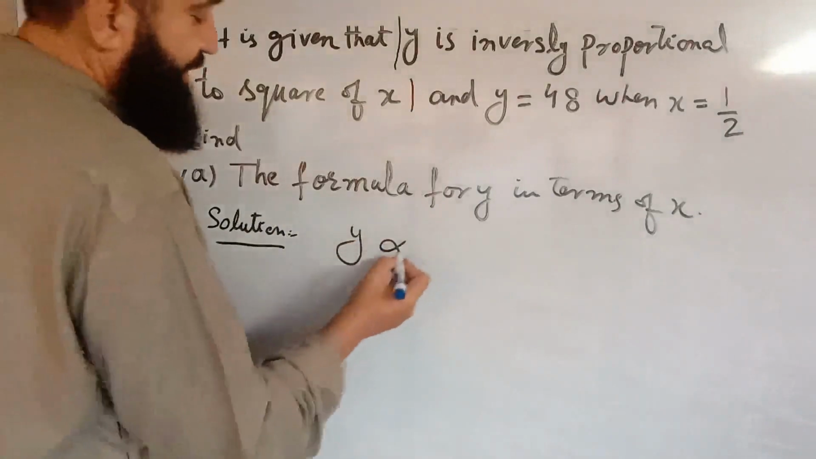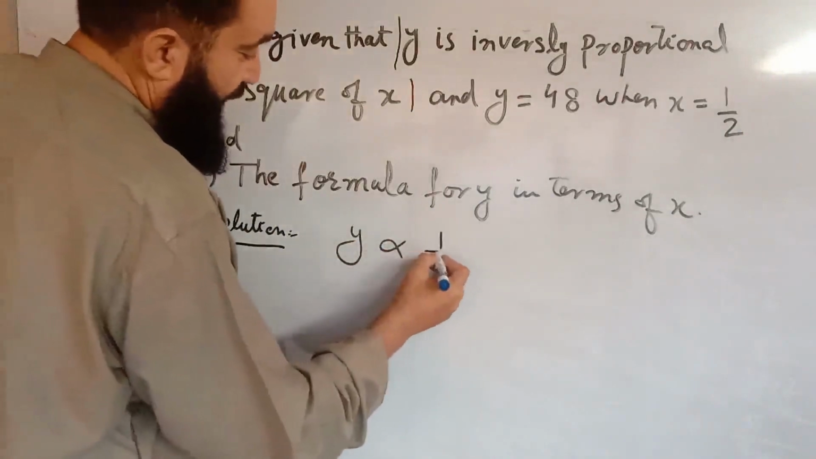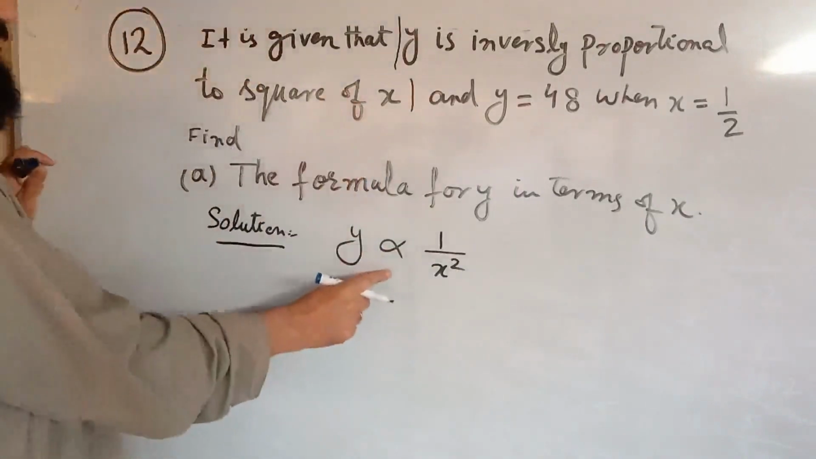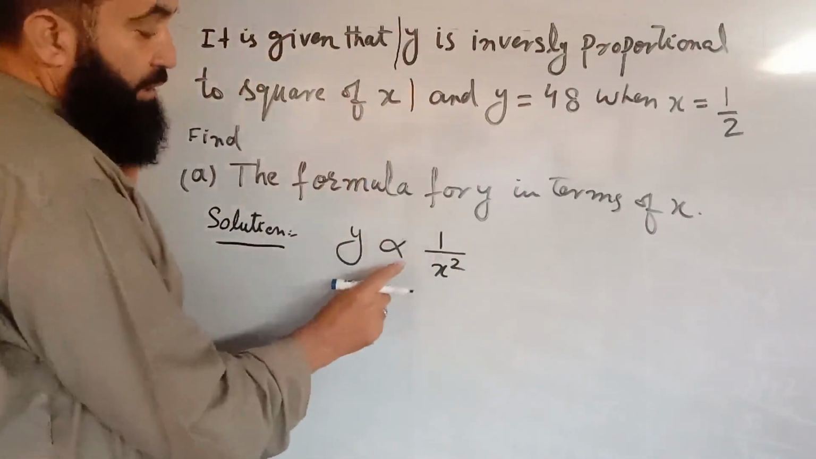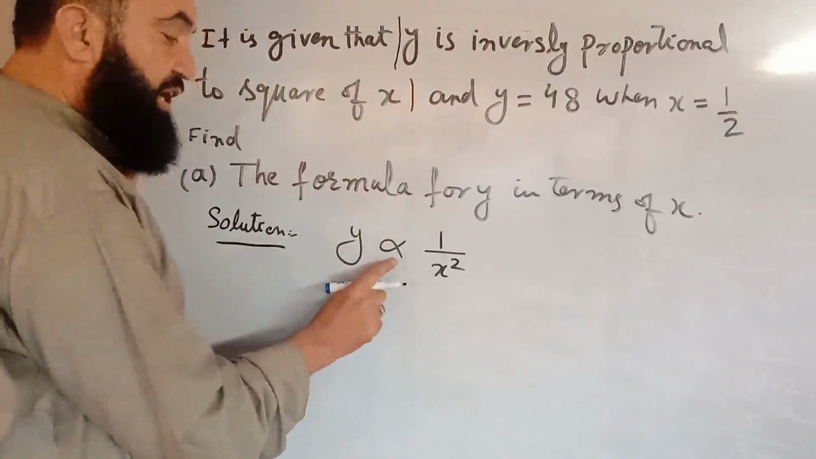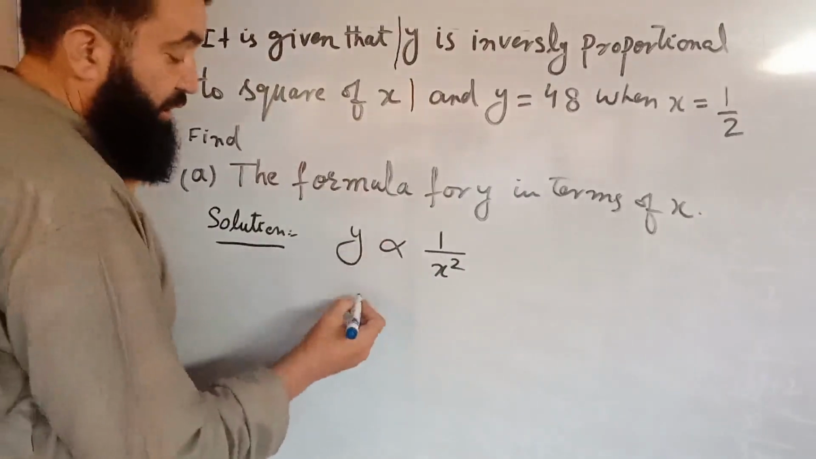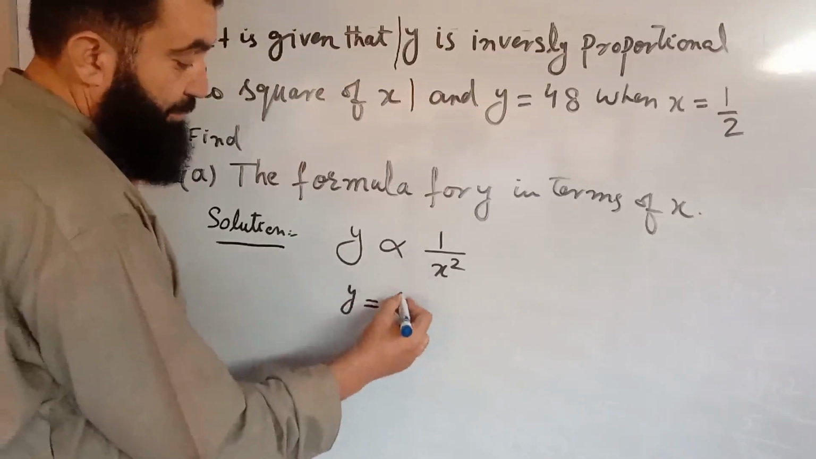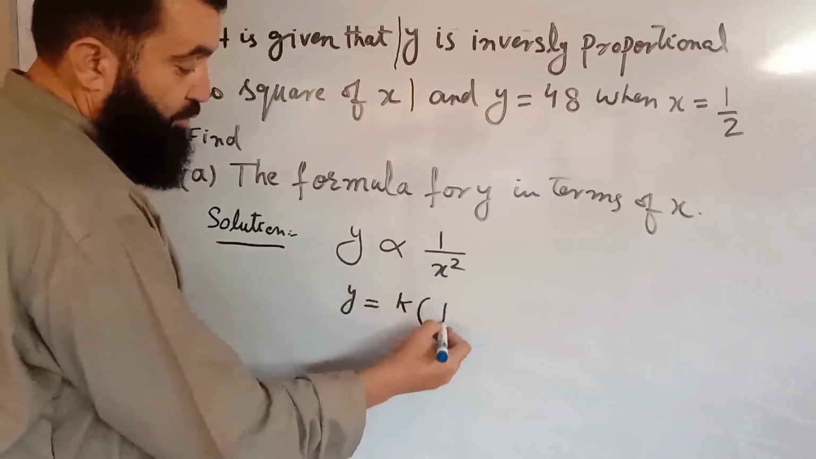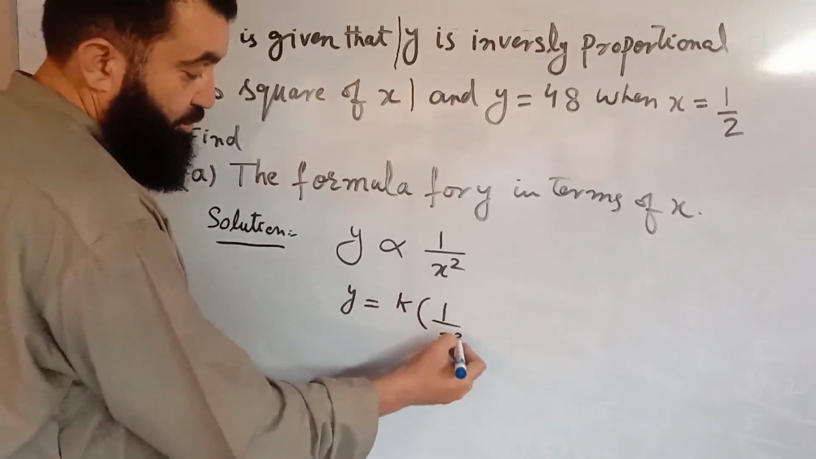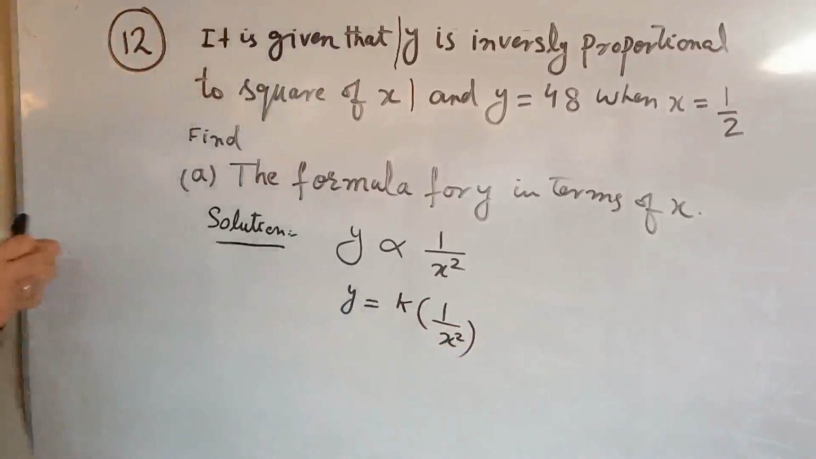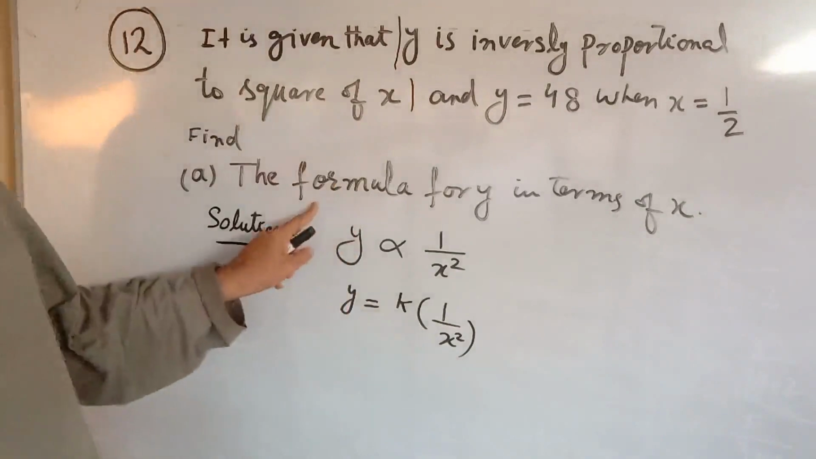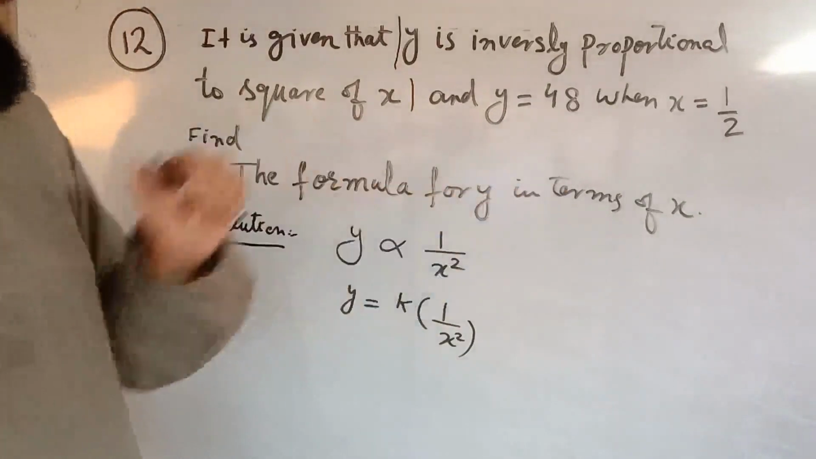So this will become y is proportional to 1 over x square, because it is the square of x. Inversely means 1 over. In order to convert the sign of proportionality into equality, we put k here. So y equals k into 1 over x square. Now this is the equation. If we can find the value of this unknown k, then we will have the formula for y in terms of x.